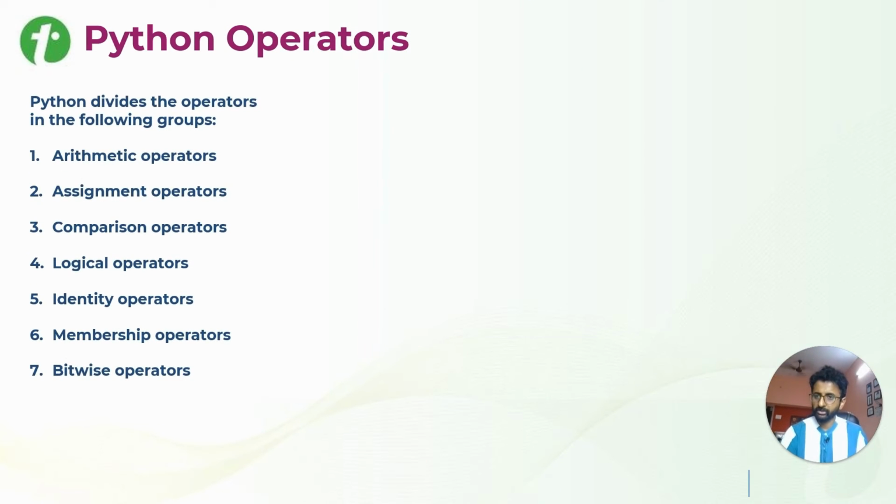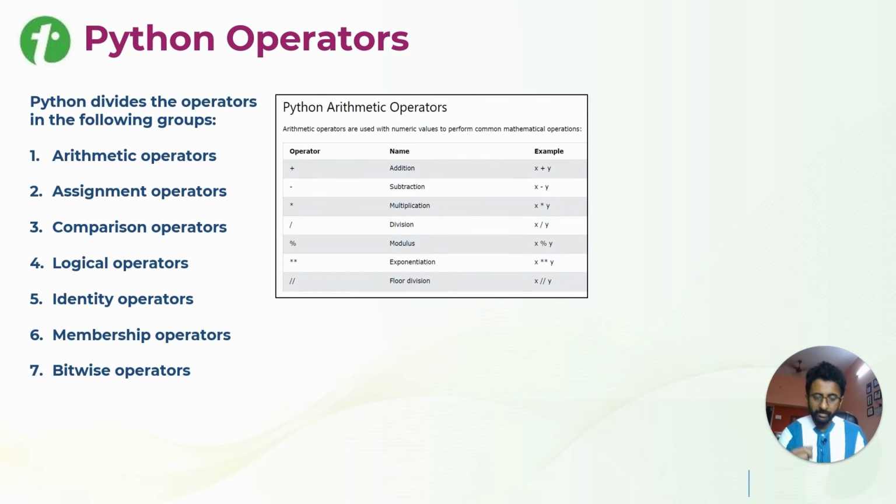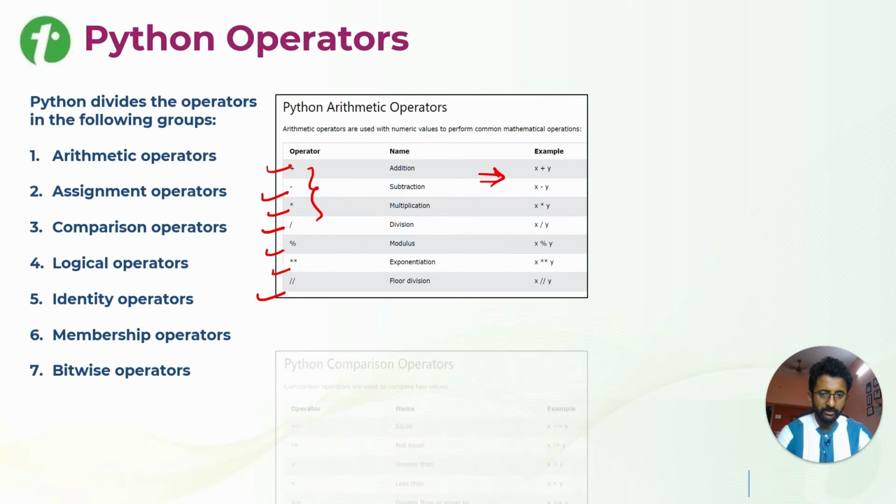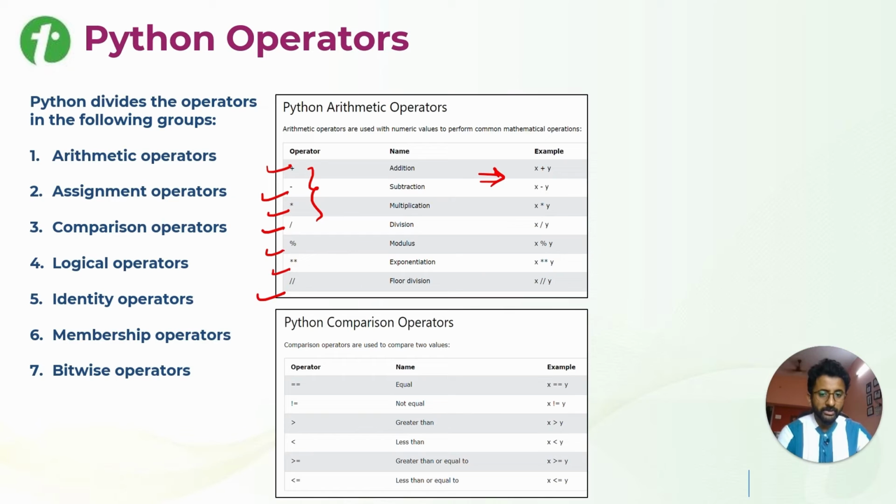Okay. Now what are operators? Python divides the operations into the following groups. There are arithmetic operators, assignment operators, comparison, logical, identity, membership, and bitwise. We'll see them one by one. So what are arithmetic operations that we have already seen whenever you are doing addition, subtraction, multiplication, division, modulus, exponential, and floor division. So to perform all these operations, these particular symbols we can use in our coding. And these are the examples of it. We'll see those examples inside our Jupyter Notebook as well.